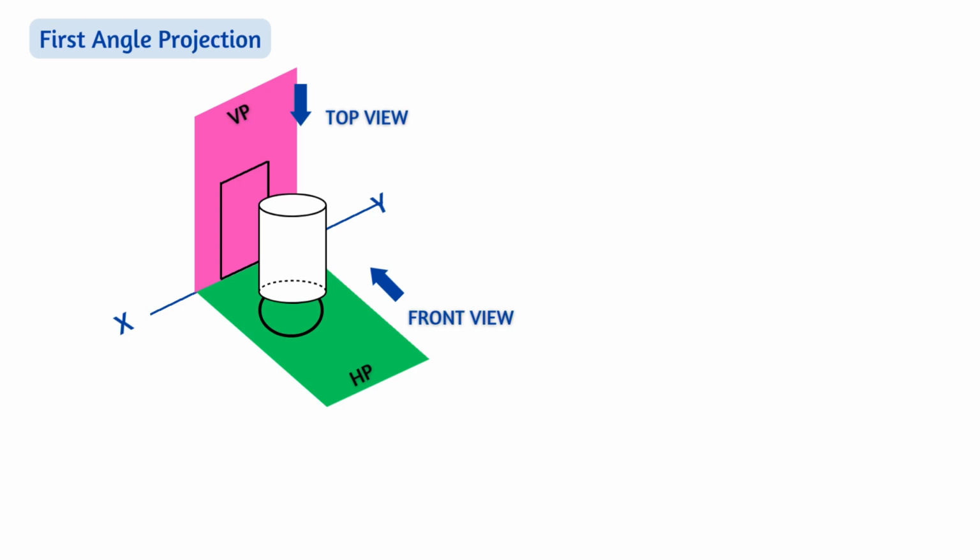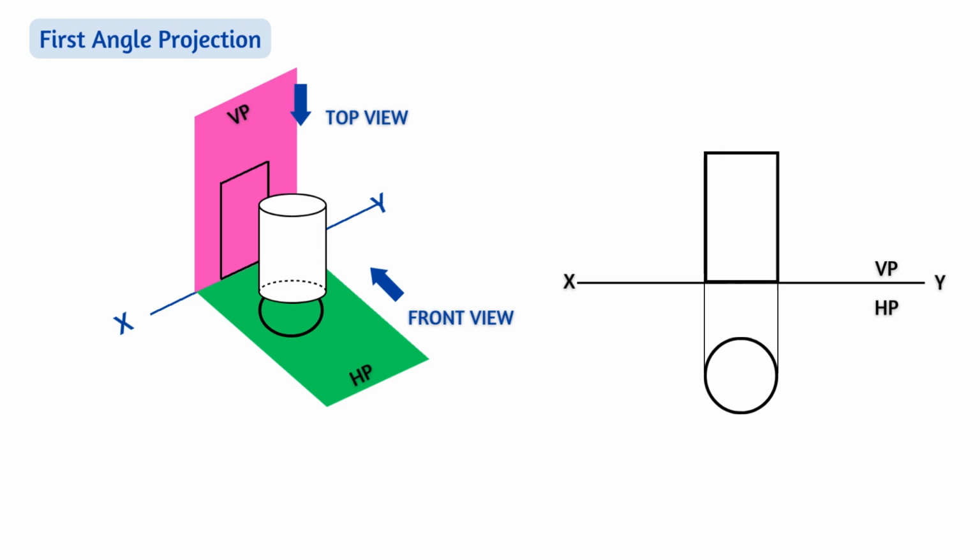For representing these shapes in drawings, first we have to draw the XY reference line. Draw the top view of the cylinder, circle, below the XY line. Next, draw projection lines from top view and draw the rectangle for the front view. We have to follow this procedure for all the solids resting on HP.